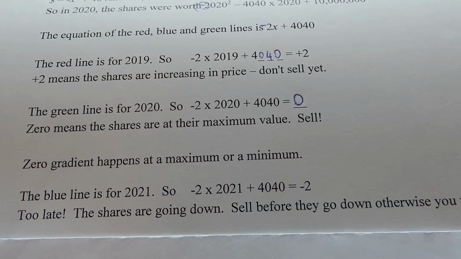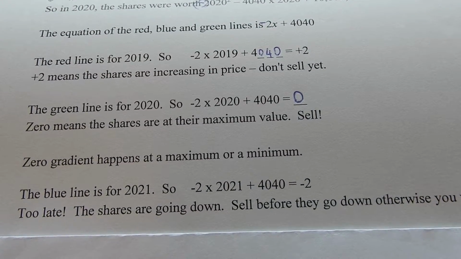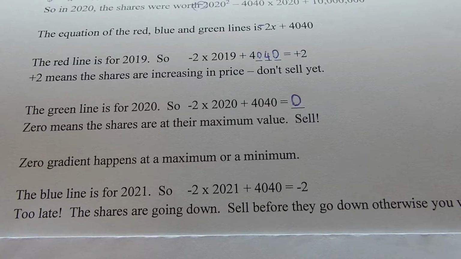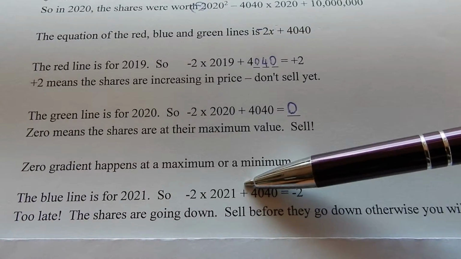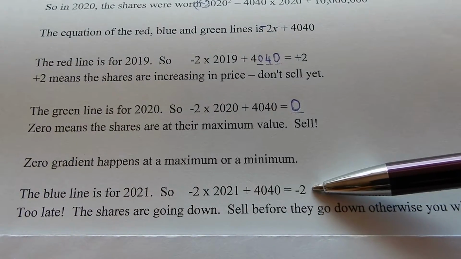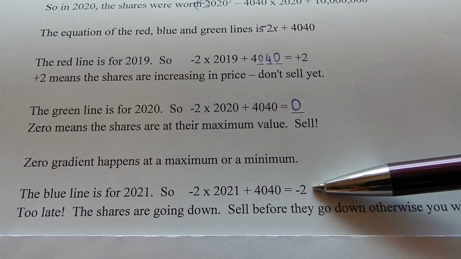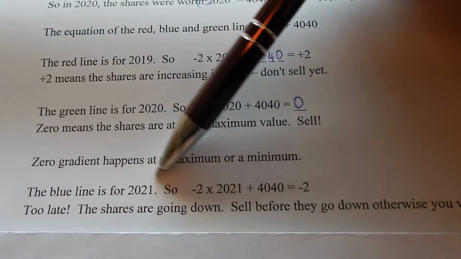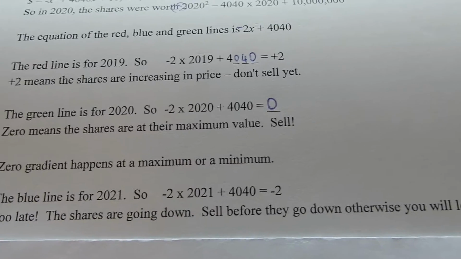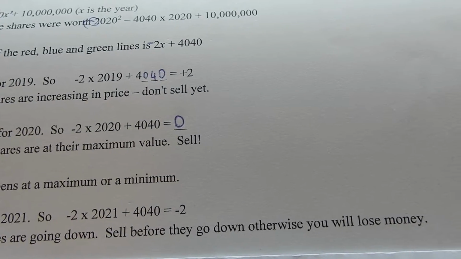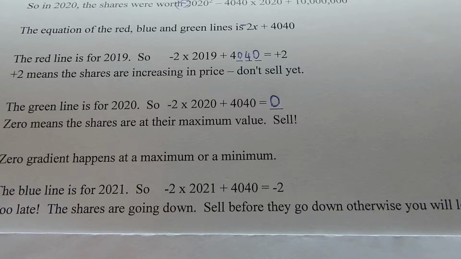The blue line, so that's the downward gradient, is for 2021. Put in 2021 into our differential equation. We get minus 2. It's negative, it's going down. Too late, the shares are going down. Sell before they go down, otherwise you will lose money.